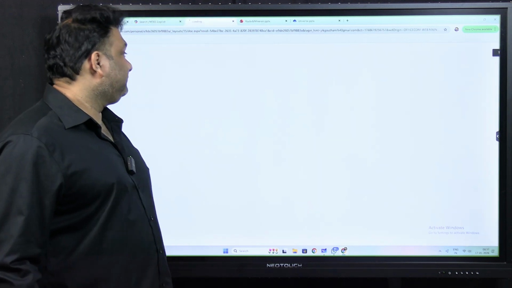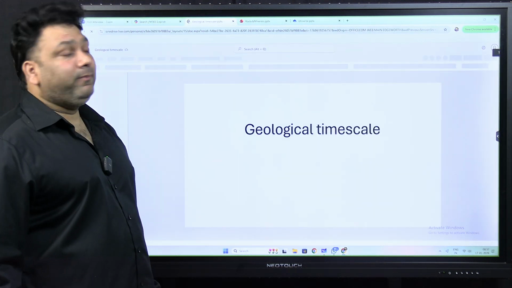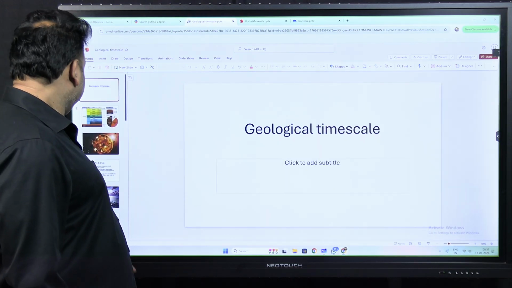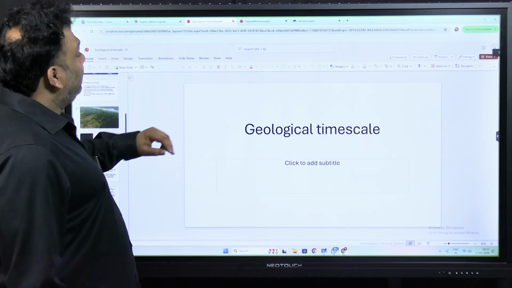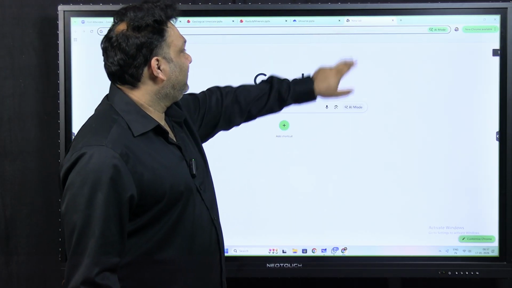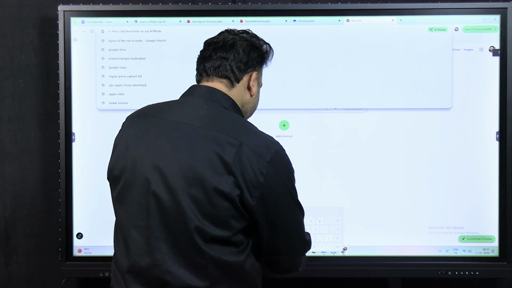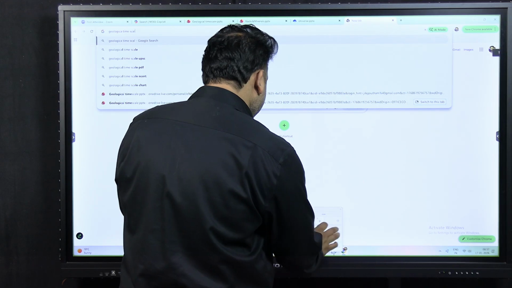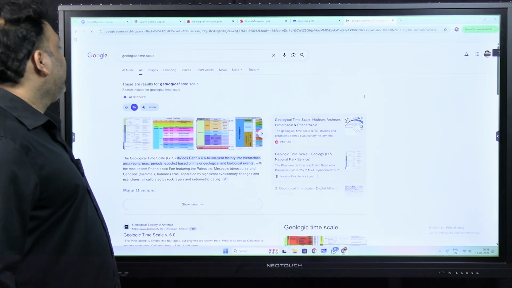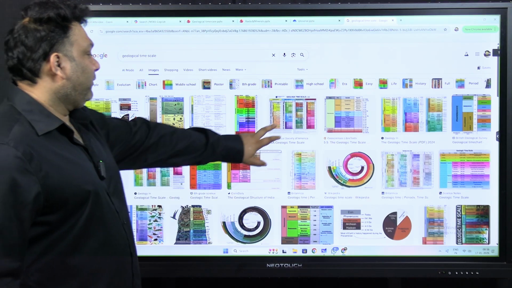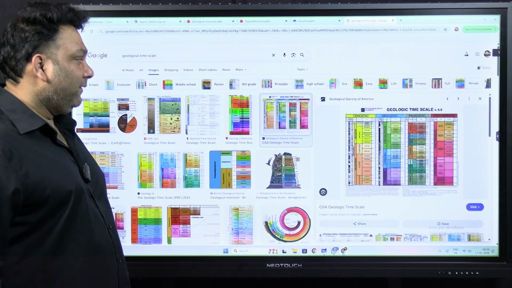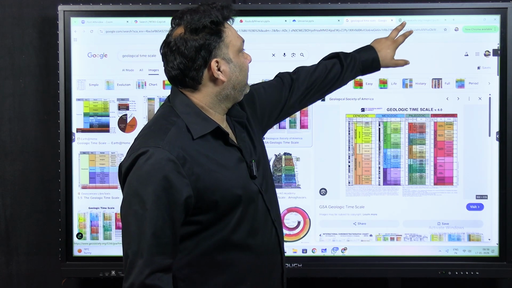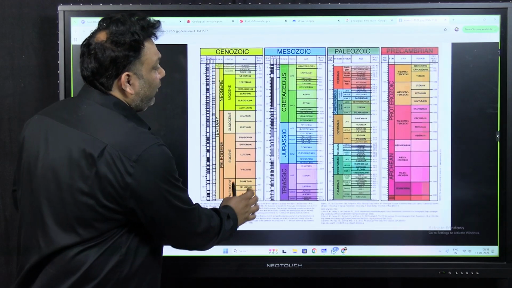Chalo, geological time scale. Now, open the geological time scale anywhere and you'll be having various versions. For example, if I am opening it on the internet, you'll have various versions. For example, you take this. Look at how many ages, eons, etc. there are. Do you think you'll be able to remember all this?